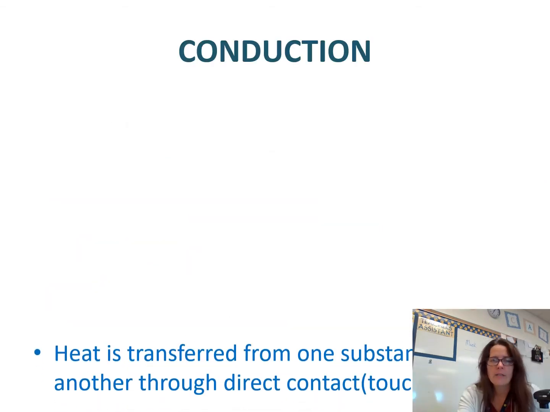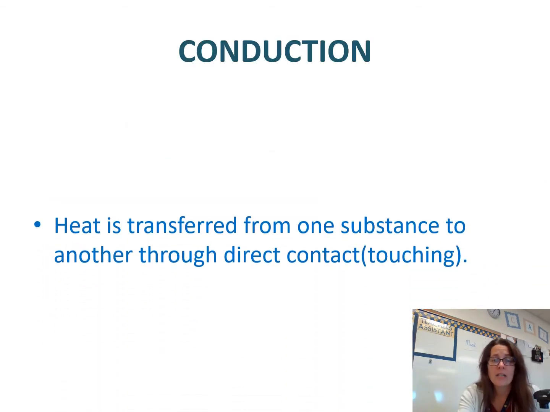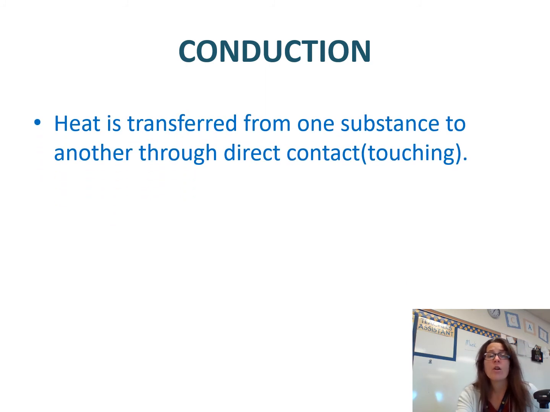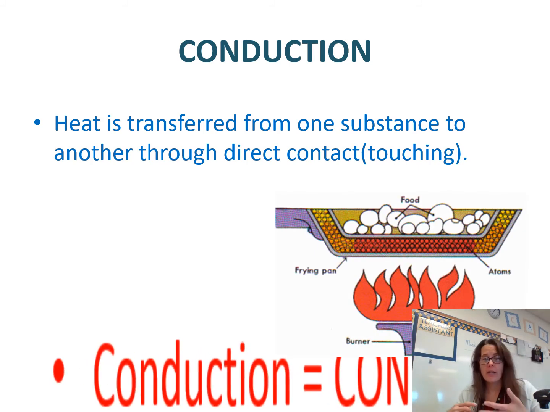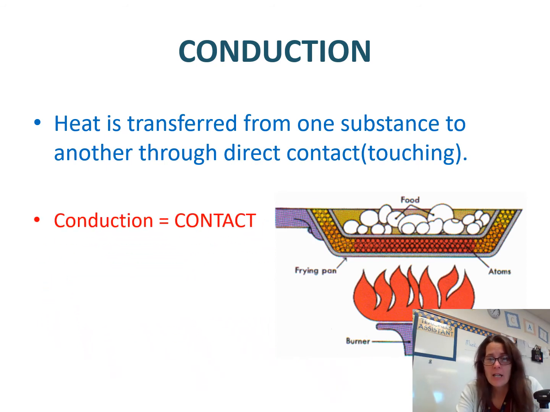Okay, here we go. We've got some conduction. So heat is transferred from one substance to another through direct contact. One of my favorite examples of this is cooking stuff. When you cook something, especially in a frying pan like this, you can see the flames are under the pan. They're not necessarily touching it right now in this picture, but the food is directly touching the pan, and we can see that right in here.